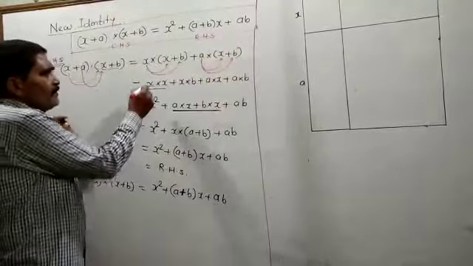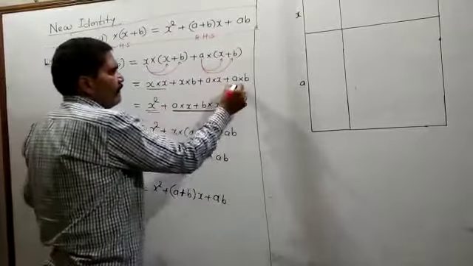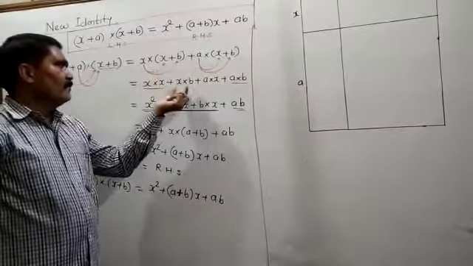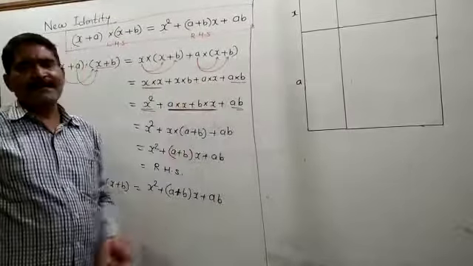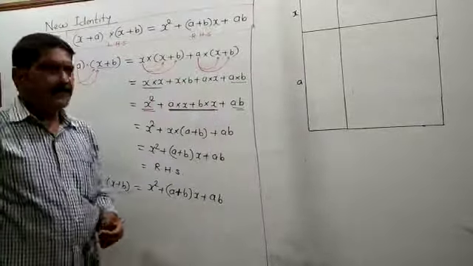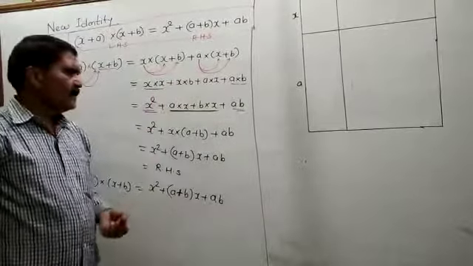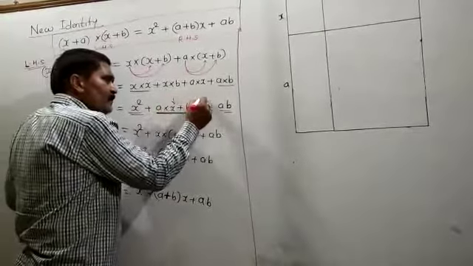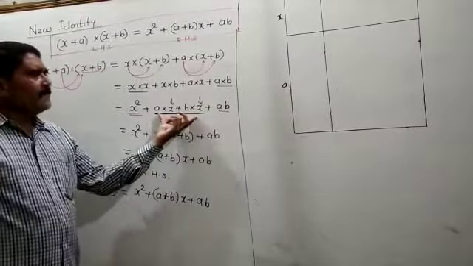Then you have to do the product of these. x multiplied by x is equal to x square, and a multiplied by b is equal to ab. Here you have to do the product, x multiplied by b and x multiplied by a. These are the like terms. So first I will write ax, and after that I will write bx. So xb means bx, and ax means a multiplied by x. So these are the like terms. Why like terms? Because x is common in these two terms.